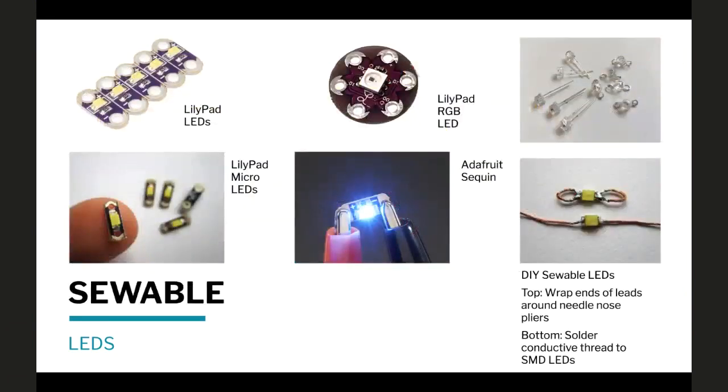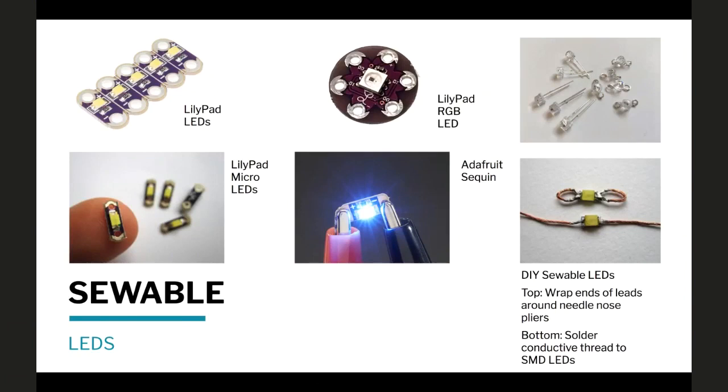So there are different ways of making LEDs sewable. Some LEDs come already soldered onto little breakout boards that make them sewable, like the LilyPad LEDs, the LilyPad micro LEDs, or the Adafruit sequins. These LEDs already have a current limiting resistor on them, which you can see in the LilyPad LED, that little black component next to the LED. This can reduce the amount of brightness, because that's what it's supposed to do.